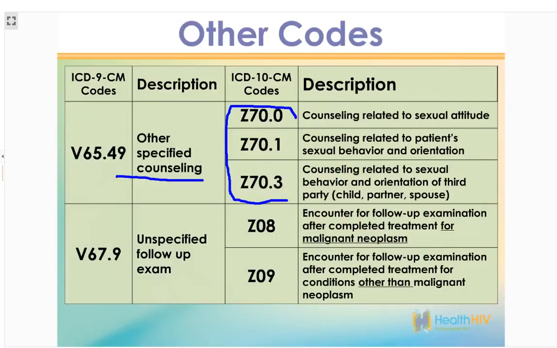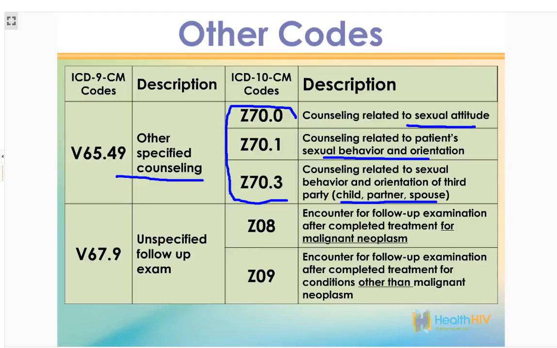Z70.0 is counseling related to sexual attitude. Z70.1 is counseling related to patients' sexual behavior and orientation. And Z70.3 is counseling related to sexual behavior and orientation of third parties, such as a child, a partner, or a spouse. So you have these 3 new codes that map backwards to this 1 code.